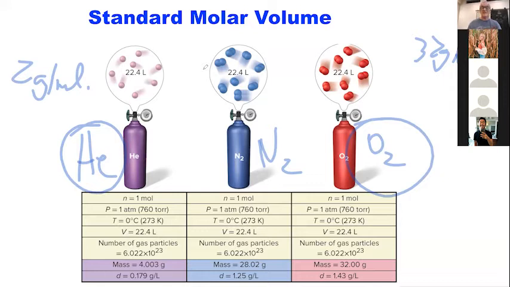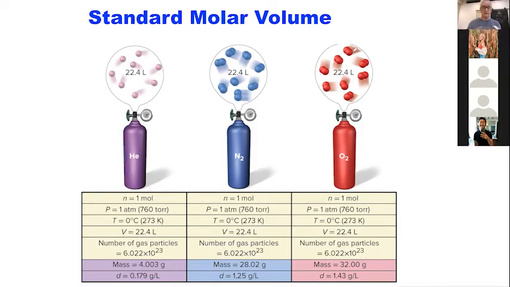So you can see that the densities are different. The densities are different because the mass of 1 mole of helium is 16 times less than the mass of 1 mole of oxygen. So the densities are going to be a lot different, but the amount of space they all take up is going to be exactly the same. So we're going to use that to our advantage.